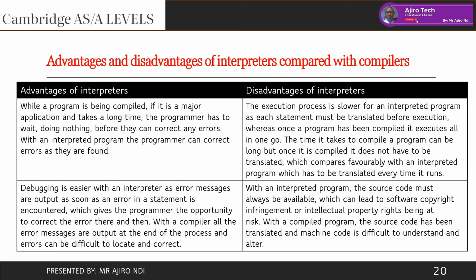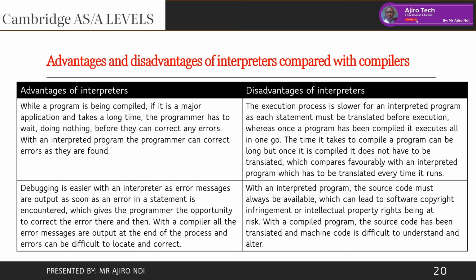For disadvantages, the execution process is slower for an interpreted program, as each statement must be translated before execution. So it has to translate line by line to ensure every line of code is correct before you can run the program. But with a compiler, once it's been compiled, it executes in one go. The time it takes to compile a program can be long, but once it's compiled, it does not have to be translated again, which compares favorably with an interpreted program, which has to be translated every time it runs. Hope that makes sense.